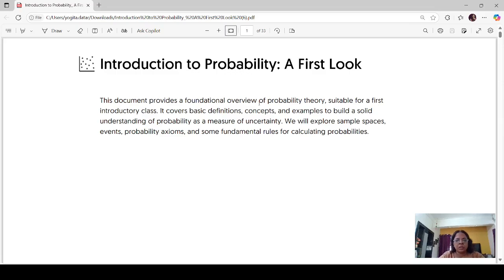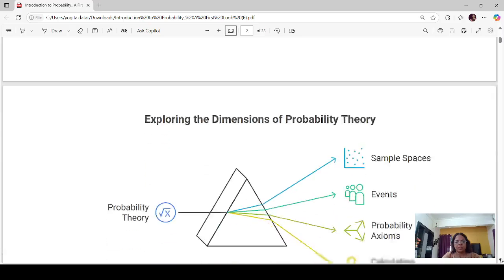Hello students, this semester we are having a course, probability, which is for 3 credits. In this very first lecture we are going to cover basic definitions, concepts, and examples to understand the concept of probability. We will explore sample spaces, events, probability axioms, and some fundamental rules for calculating probabilities.